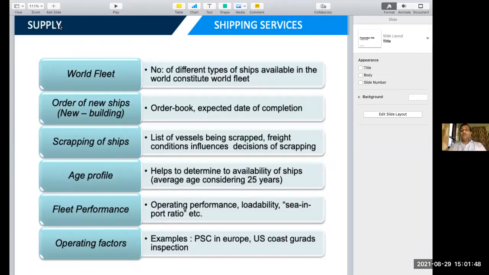Yes, sir. I just want to clarify one thing. This new building, as you have said, mostly takes place in China, Korea, and Japan. But earlier the ships were supposed to be built in Norway and Denmark also, right? Yeah, Norway, Denmark, Spain, most of the Scandinavian nations.